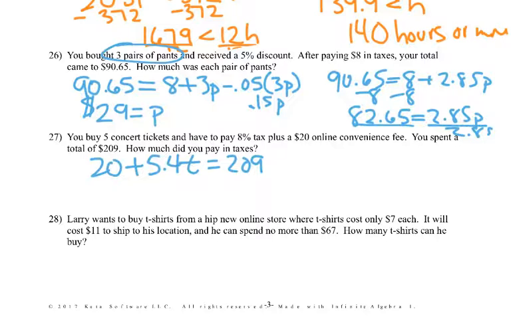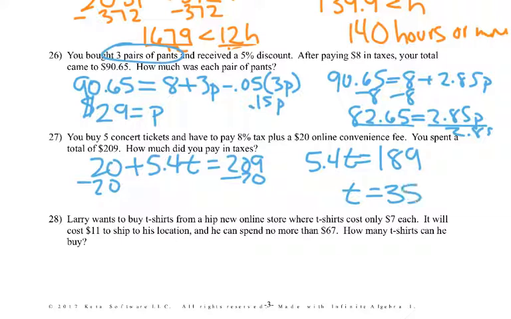Okay. All right. So then we'd subtract by 20. 5.4t would equal 209 minus 20, giving us 189. Divide by 5.4, and we get t equals 35. So we paid $35 in taxes.